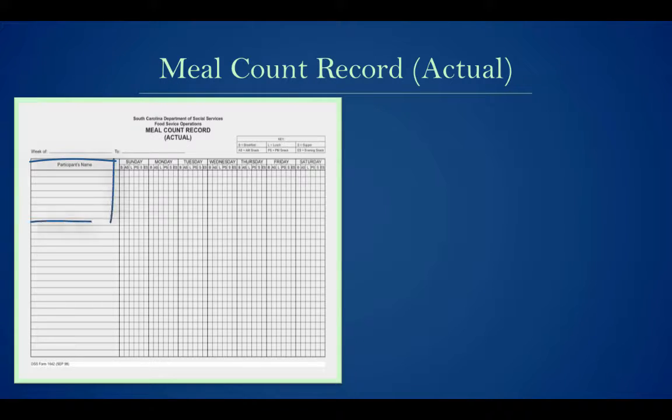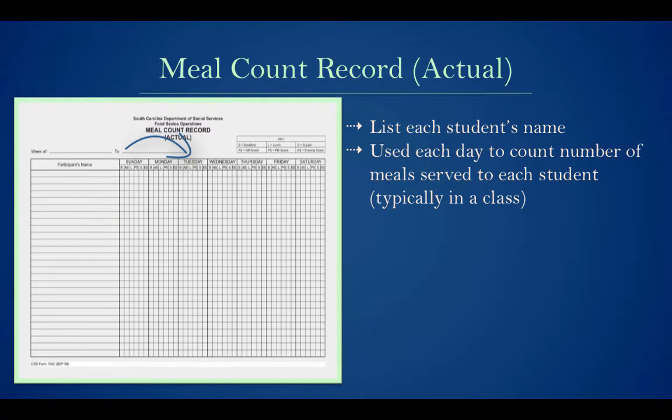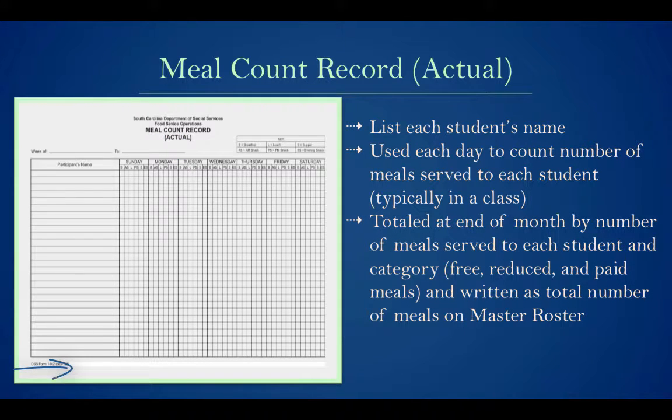For the actual meal count form, list each student's name. For ease of record keeping, it is suggested to list names in alphabetical order. For each day, you will mark the meals served. At the end of each week, total the meals served and write the number at the bottom of the form. This will help at the end of the month when you are preparing your claim reimbursement form.